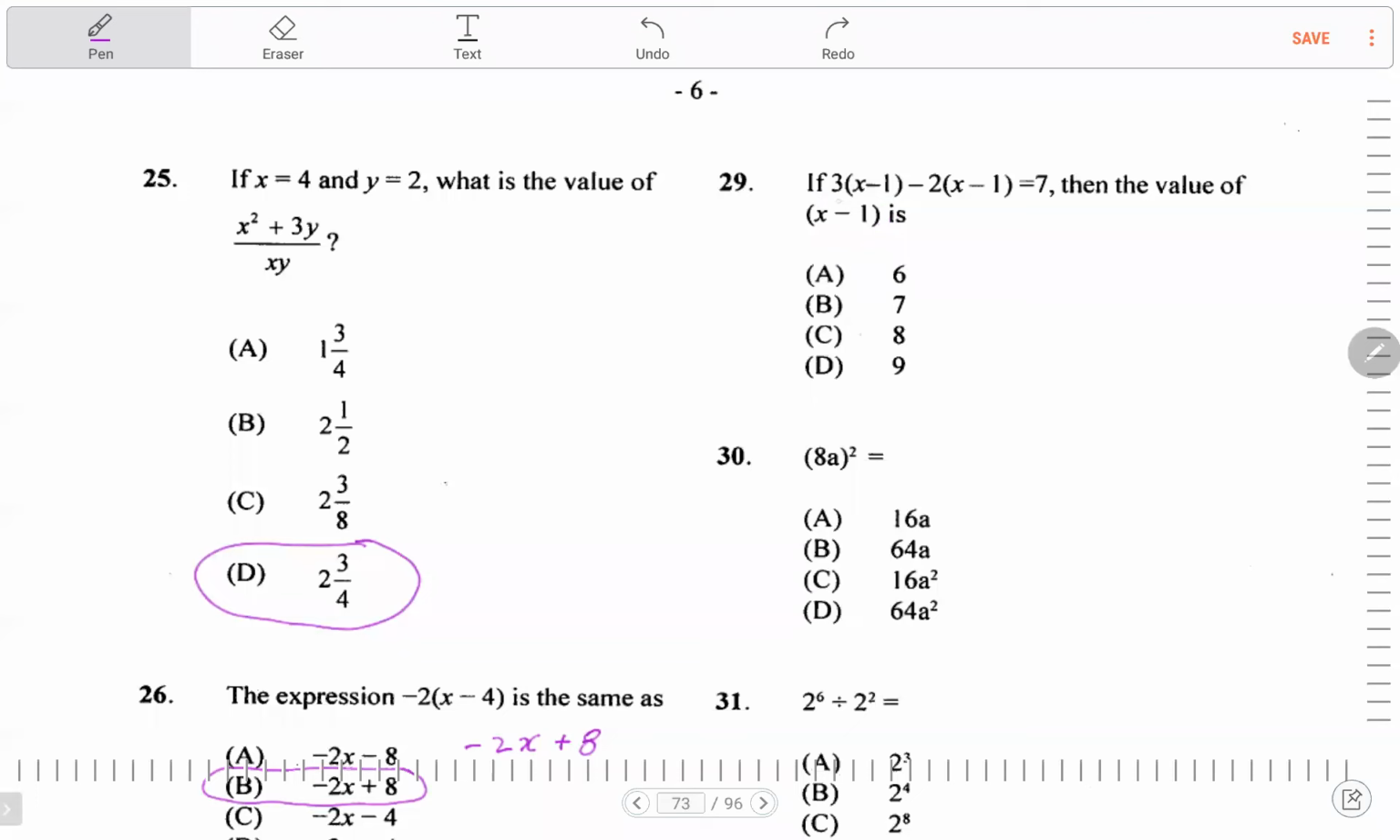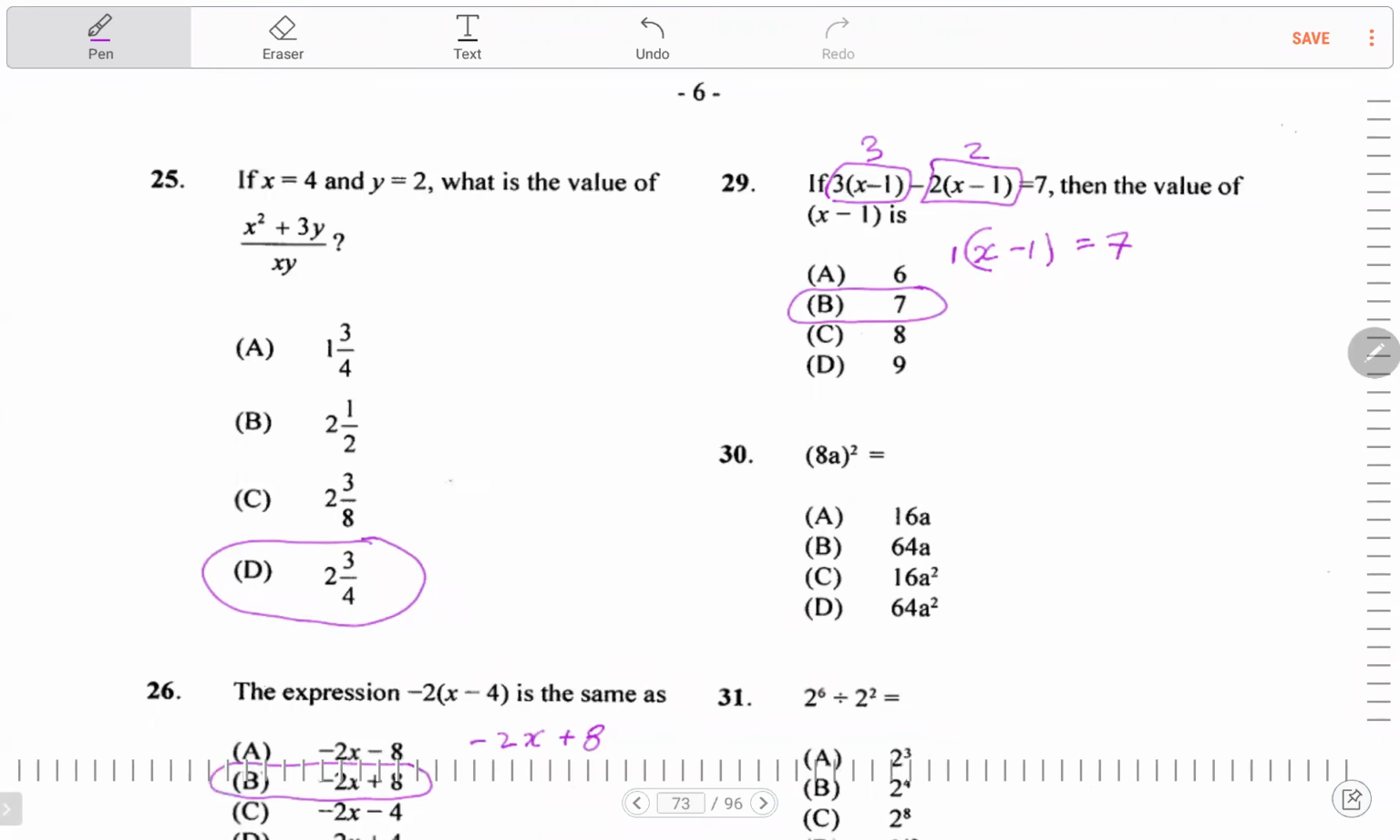So look at this as 3 times (X minus 1) minus 2 times (X minus 1). So 3 of this minus 2 of this gives you 1 of it. So X minus 1 is just equal to 7. Everybody can understand that. 3 of something minus 2 of something equals 1 of that something. So X minus 1 is equal to 7. So the answer is 7. X minus 1 they wanted, not X. They wanted X minus 1, which is 7.